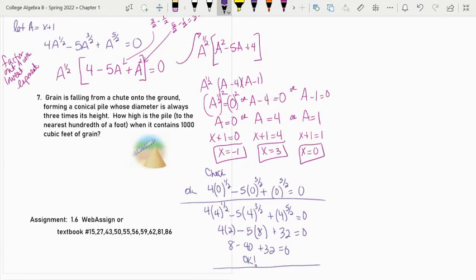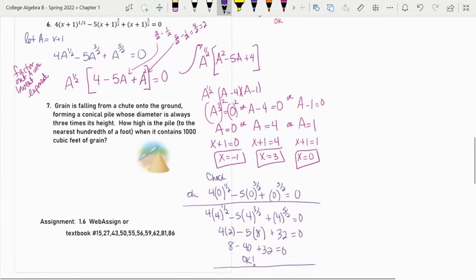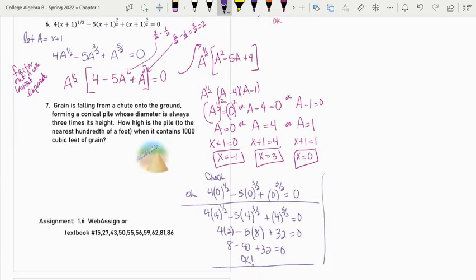Now let's check 0. So that's going to be 4 times 1 to the half minus 5 times 1 to the 3/2 plus 1 to the 5/2. Is that 0? So this is going to be 4 minus 5 plus 1, and that also checks. So all answers are correct.